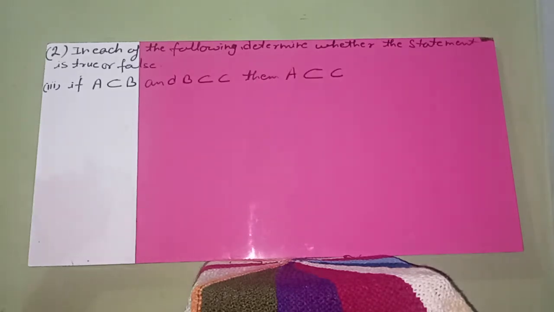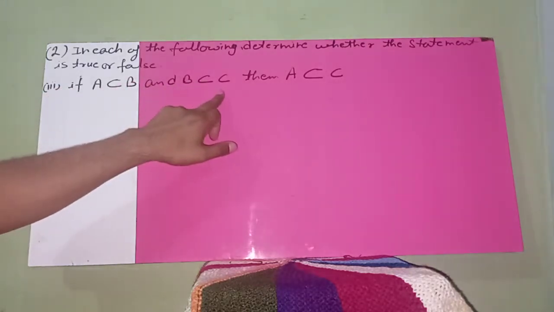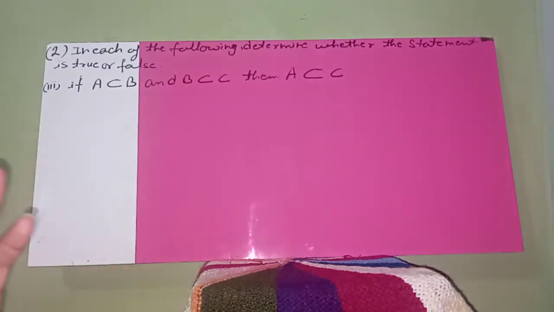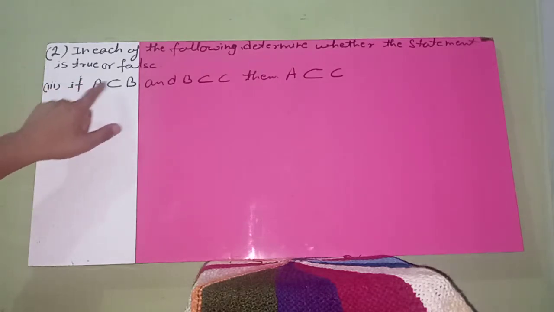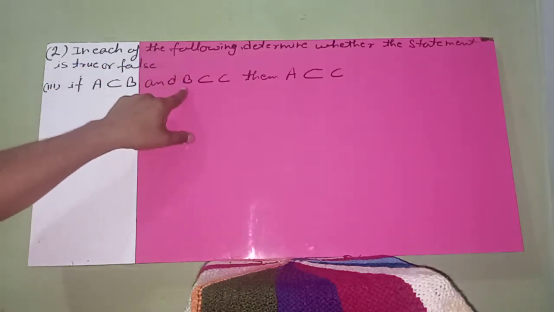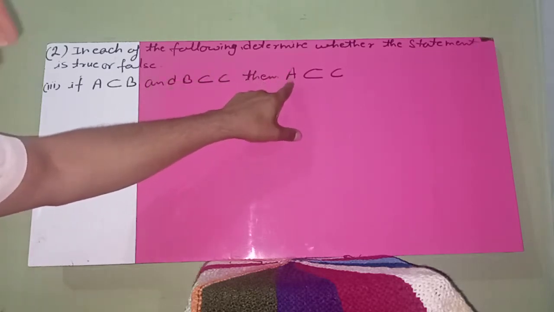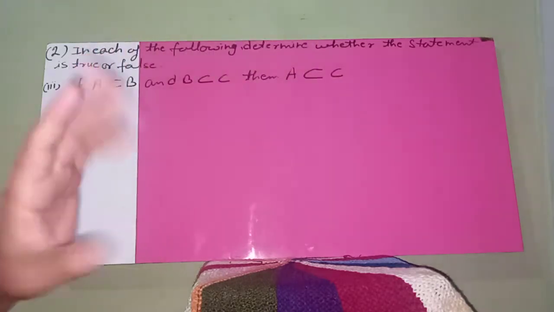Now I take its third part. In the third part, if A is a subset of B and B is a subset of C, then is A a subset of C correct or wrong? Guess. It means all the elements of A are in set B and all the elements of set B are in set C. So the question says all the elements of set A are also in set B. So it means that is correct.